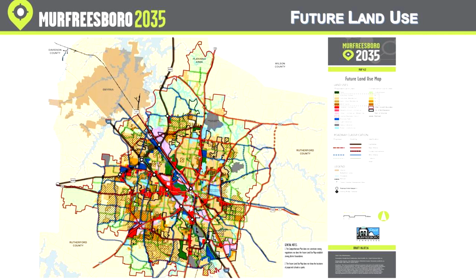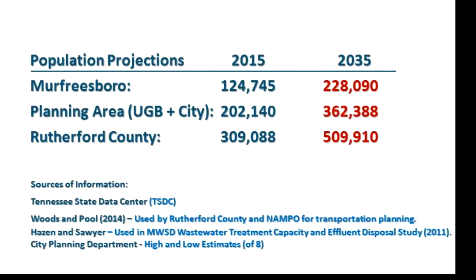We've also included on this map some proposed additional thoroughfares that will accommodate growth, particularly in the urban growth boundary area. Currently, Murfreesboro's population is somewhere around 124,000, 125,000. We're projecting by 2035, your population within the city limits will be just over 228,000 persons. Within the planning area, which is the city limits and the lands within the urban growth boundary, we're looking at a population of potentially up to 360-some thousand persons.